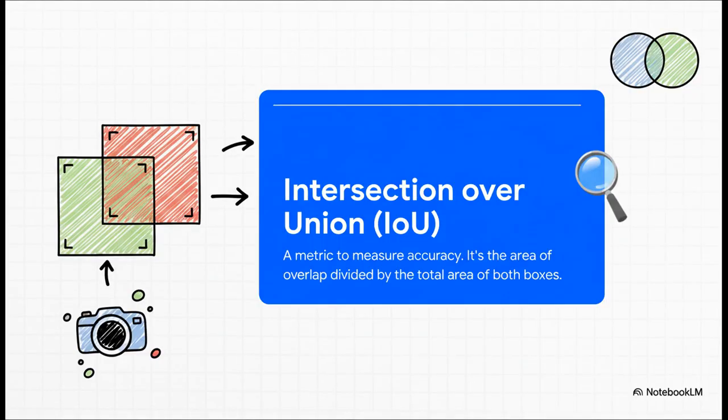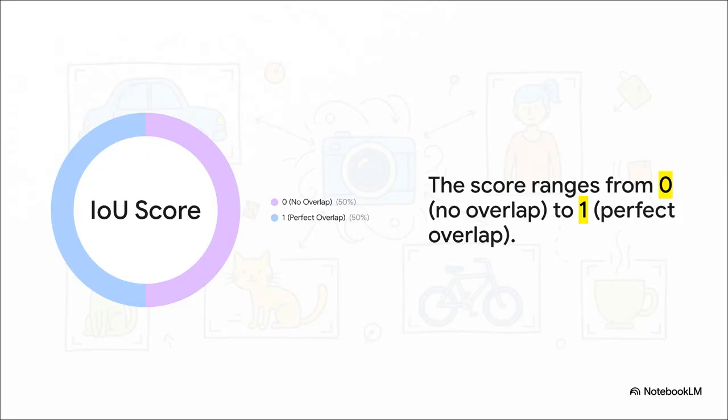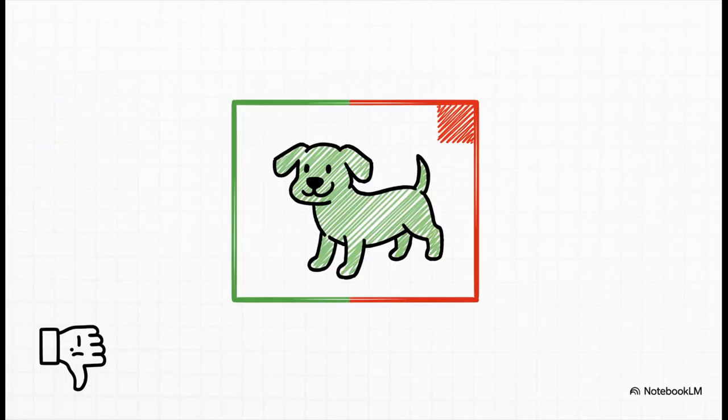Well, the answer is a surprisingly elegant little formula called intersection over union, or as everyone calls it, IoU. Now, the name sounds kind of technical, but trust me, the idea is super simple. It's just a score that measures how much our predicted box overlaps with the real ground truth box. And the scoring is just beautiful in its simplicity. It's a number between 0 and 1. A 0 means your prediction and the real answer don't overlap at all. Total miss. A perfect score of 1 means your predicted box and the real box are exactly the same. A perfect match.